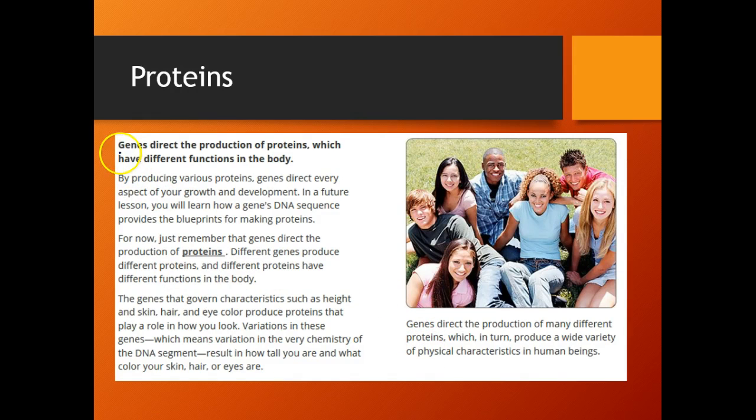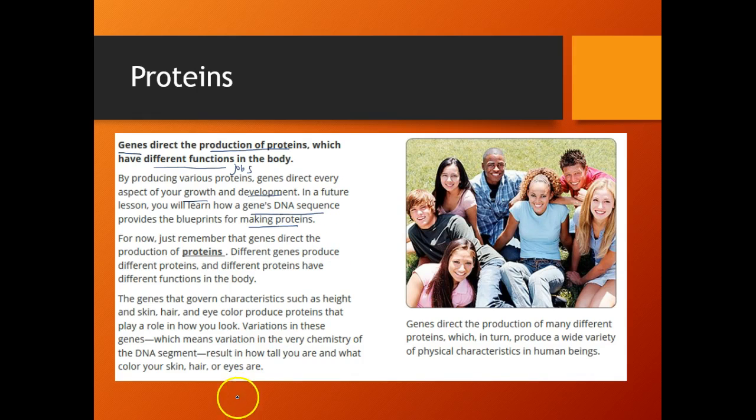So why genes are so important is because they really hold those instructions that direct the production of proteins. And proteins are important because they have many different functions or jobs in the body. Basically, proteins are those workers in the cell that get everything done. So by producing various proteins, genes are really directing everything that's happening inside your cells and your body as a whole for growth and development. In the future, we will learn about how a gene's DNA sequence can actually make proteins, but for now you just need to know that that is true.